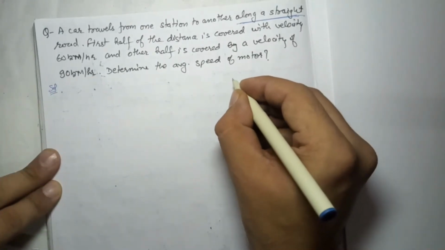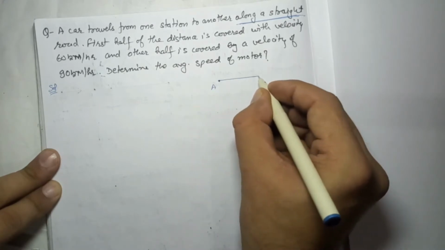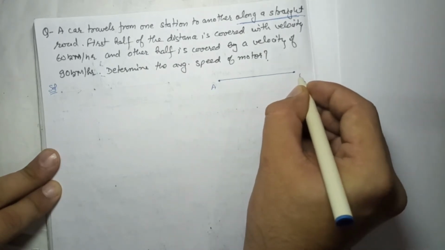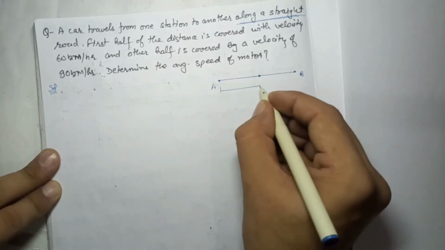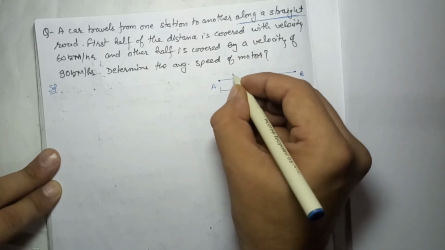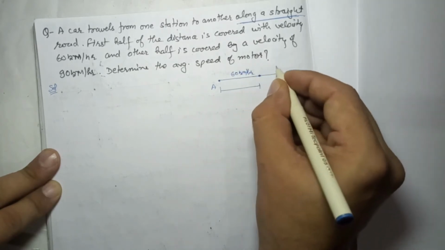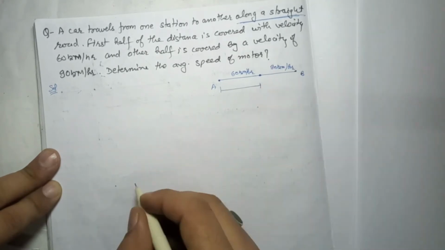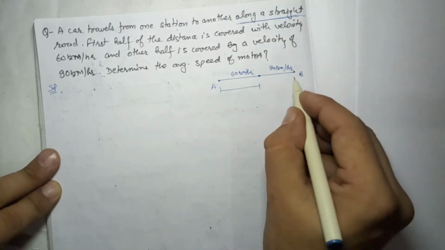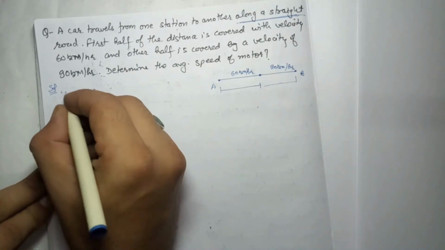As per the question, let's say I'm taking this point A, it is the start of the car, and it has to reach the point B. Half of the distance is covered at 60 km per hour speed and the other half is traveled at 90 km per hour speed. Now we have to find the average speed. Both are the same distances, half, right? Now let's see.